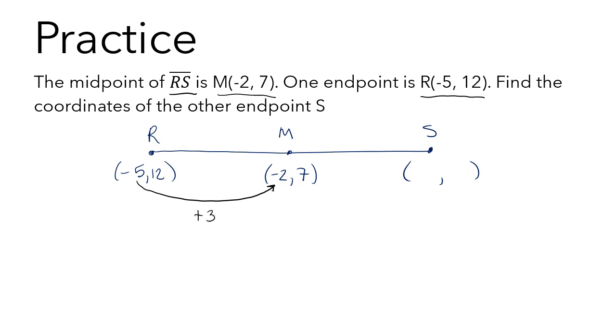So because this is a midpoint, it's going to be the same distance from R to M as M to S. I'm going to do the same thing to get the next one. I'm going to add 3. So -2 plus 3 gives me +1.